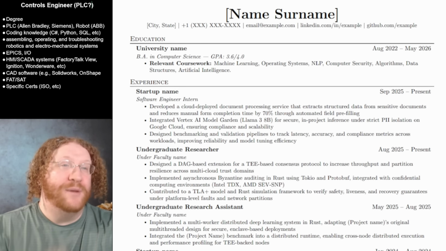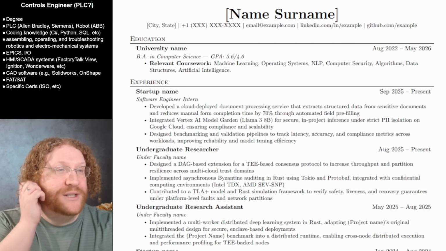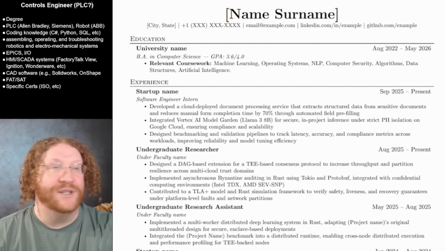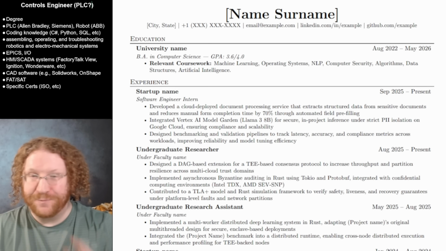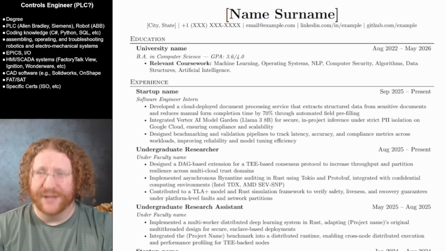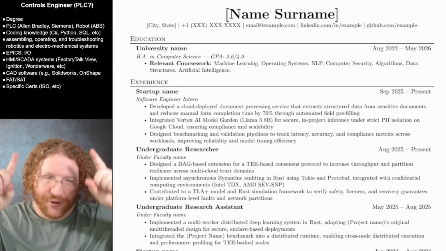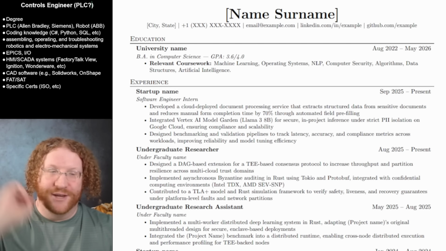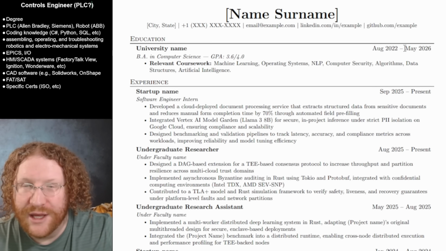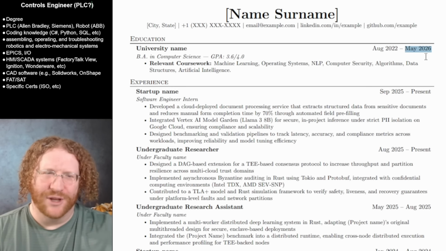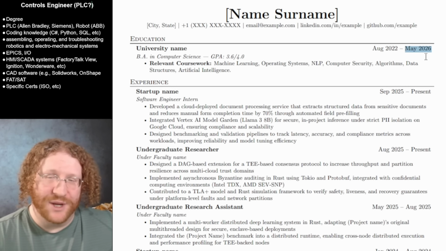So I am in my last uni year, and I'm applying to new grad roles. Having no interviews is making me worried. Okay, so couple of things. One, I don't think you're a PLC engineer. I think this list is irrelevant to you. Two, yeah, you're applying to roles way too early. You're graduating in May 2026.